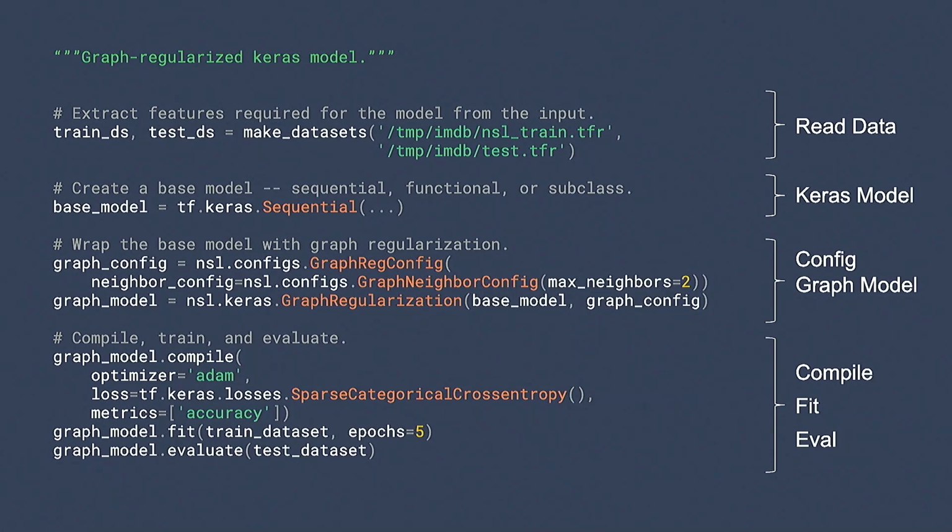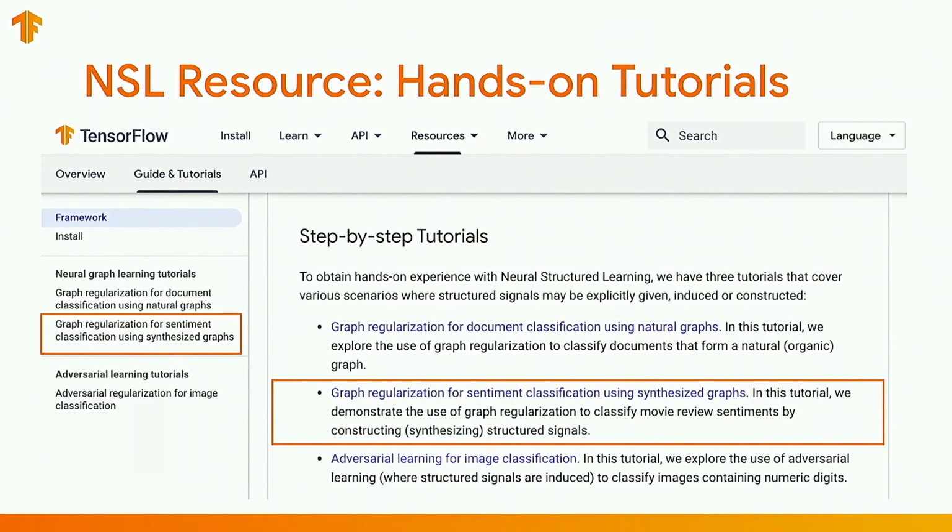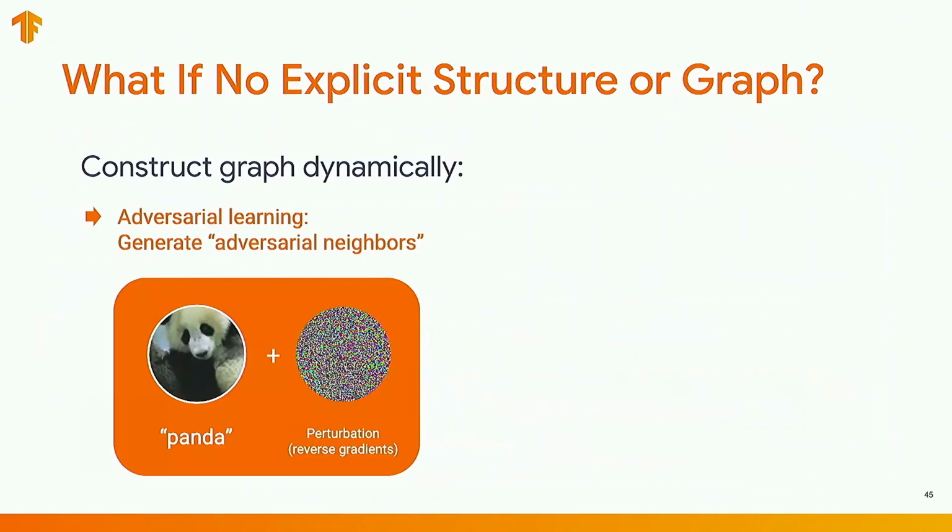After we augment the training data with graph signals, everything is just like the first code example we showed. Read data, build a base model via either sequential, functional API, or subclassing. Feels familiar? Then we use the neural structure learning API to wrap around the base model to enable the graph regularization. Again, the rest of the workflow is just the standard Keras flow: compile, fit, and eval. We also provide a hands-on, step-by-step tutorial on our website. So feel free to visit the website and play with it by yourself.